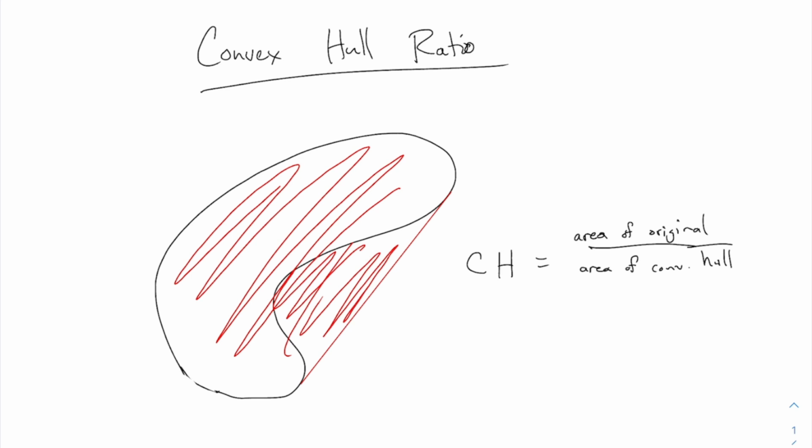Now, because the convex hull is always bigger than what you started with, it could be equal or bigger, it's never smaller. That means that this is always a fraction where the denominator is going to be bigger than the numerator. So this actually always gives you a number between 0 and 1. It's a fraction where the denominator is bigger, so when you write it as a decimal, it's between 0 and 1. So this CH is a number between 0 and 1. And this number sometimes is written as a percentage for that reason.